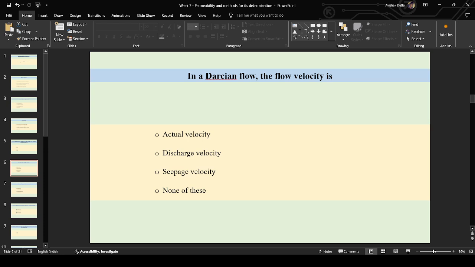I repeat the question. In a Darcian flow, the flow velocity is: first option, actual velocity; second option, discharge velocity; third option, seepage velocity; last option, none of these.